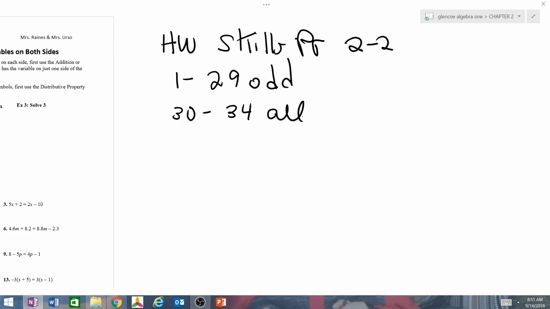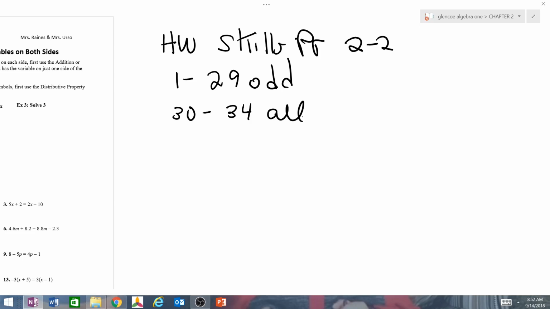Now, I only gave you the odds, except for the last few, because I wanted you to have some practice with fractions, okay? So I want to make myself clear. That way, when you go back to study for our test, which is next Friday, you have ample problems that you can pick from to do, as well as problems in the notes itself.